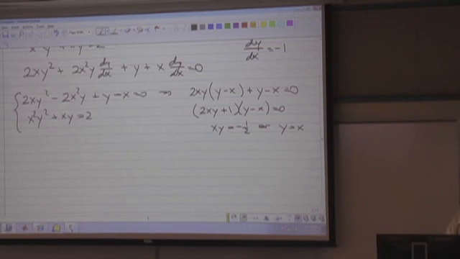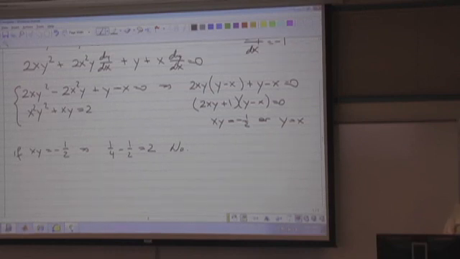Yeah? Okay, so now if xy is equal to minus 1/2, put it into the second equation, and you end up with 1/4 minus 1/2 has to equal 2. Well, clearly that can't happen, right? Yes? So that's a no.